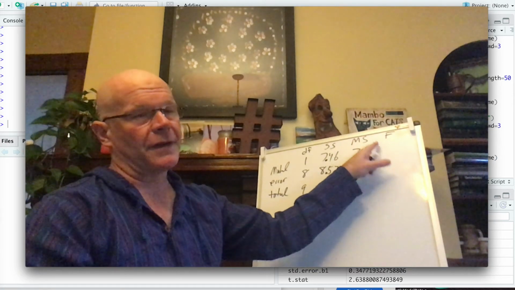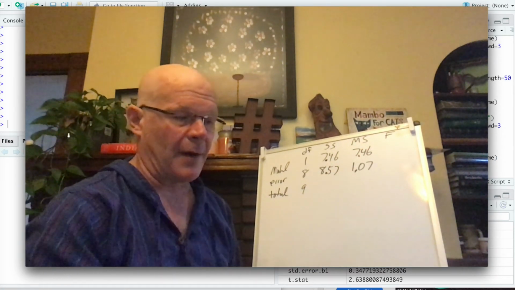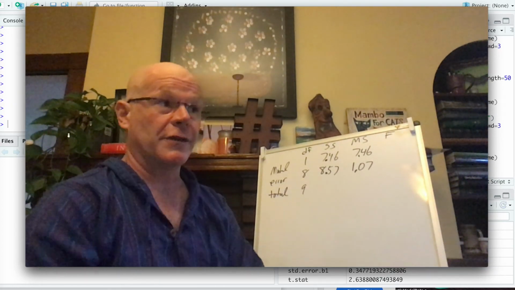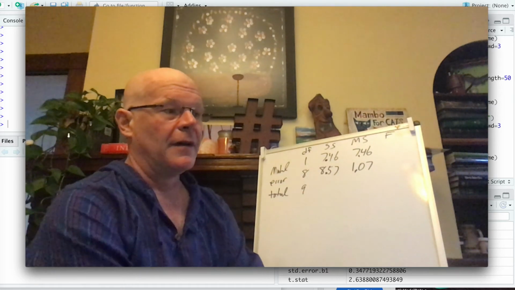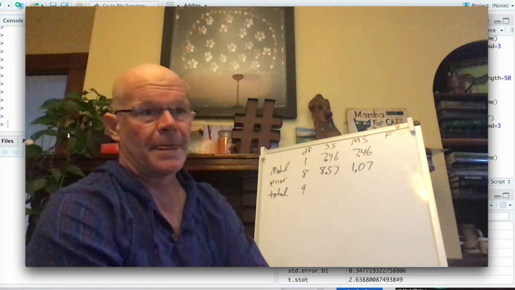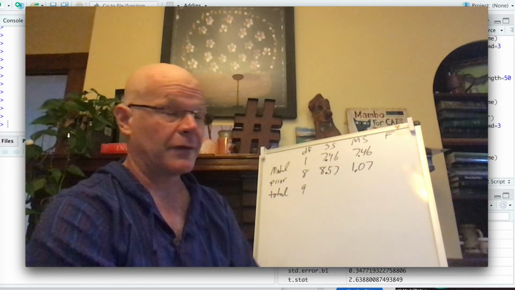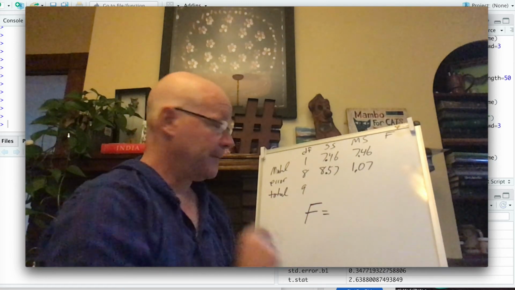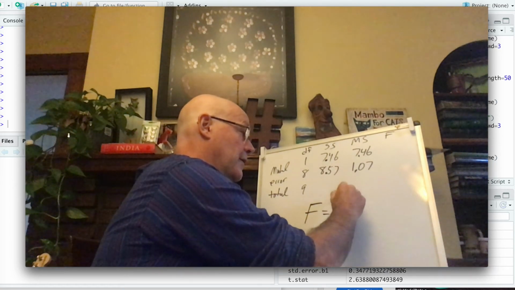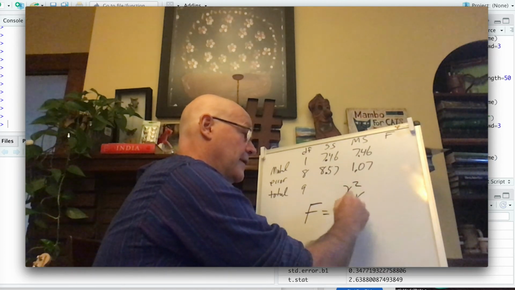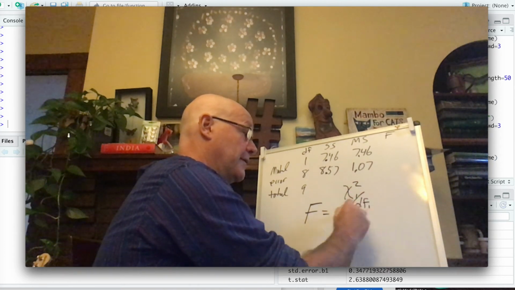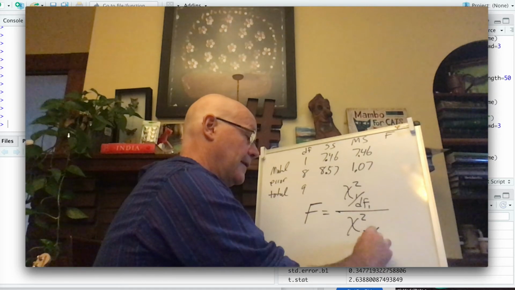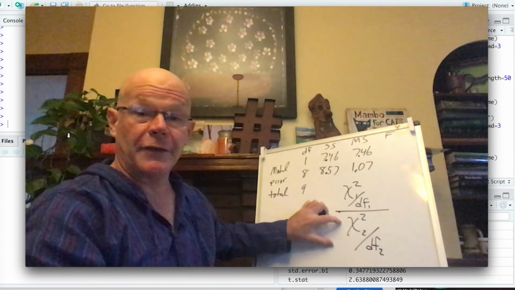But let's think about what this F distribution is. As I promised, we are going to talk about 2 additional distributions, one of them being the F. But to understand what the F distribution is, we need to understand what the chi-squared distribution is. Because the F distribution, wait for it, is actually the ratio of the chi-squares divided by the appropriate degrees of freedom. It's the ratio of two chi-squared distributions.